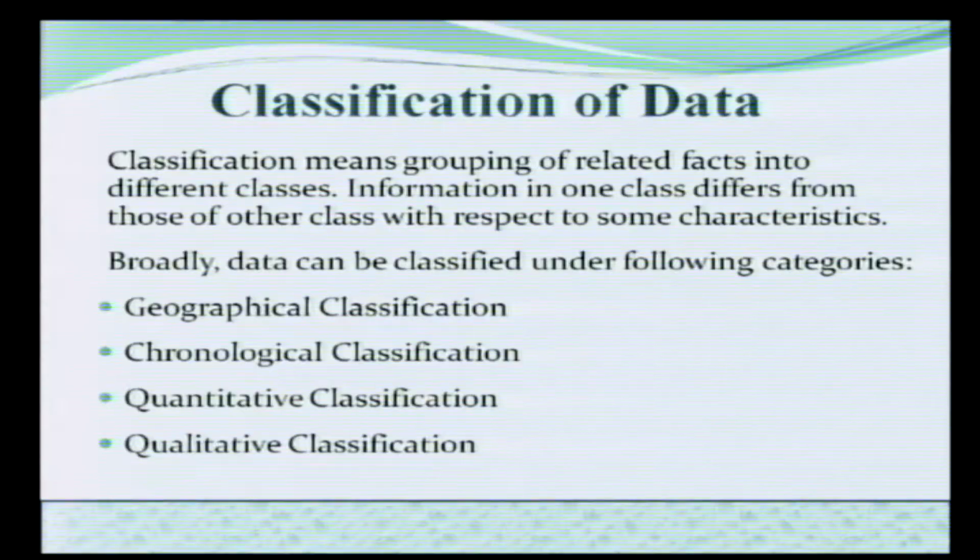Classification means grouping of related facts into different classes. Information in one class differs from those of other classes with respect to some characteristics. Broadly, the collected information can be classified under the following categories. The first one is geographical classification, second chronological classification, third quantitative classification, and fourth qualitative classification.